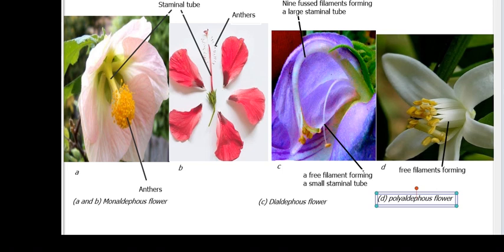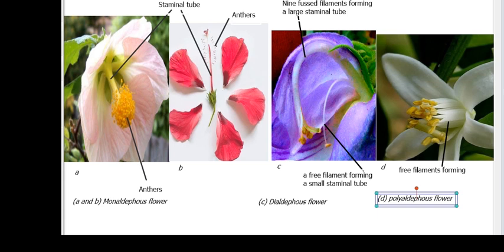The flower is said to be monadelphous if it has a single staminal tube formed from the union or fusion of different filaments, like in the cases of Abelmoschus esculentus, Hibiscus rosa-sinensis, which is a hibiscus flower, Ipomoea batatas, sweet potato, and Ipomoea involucrata.